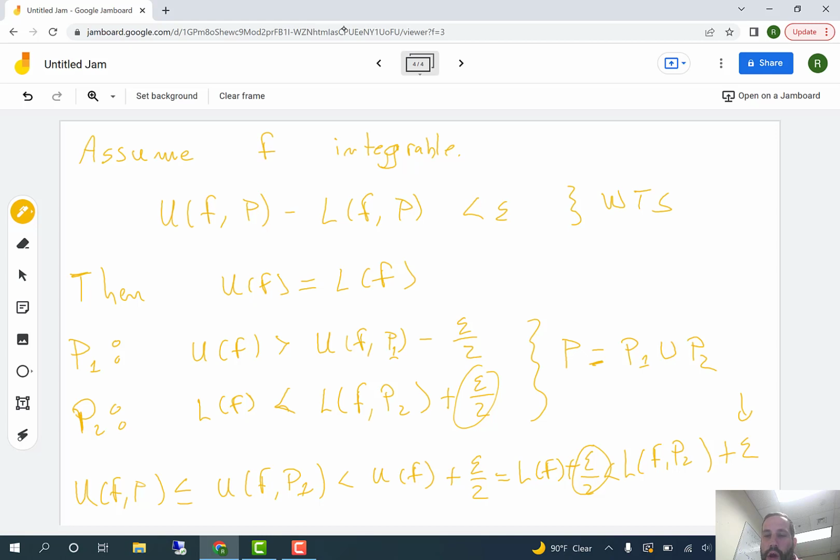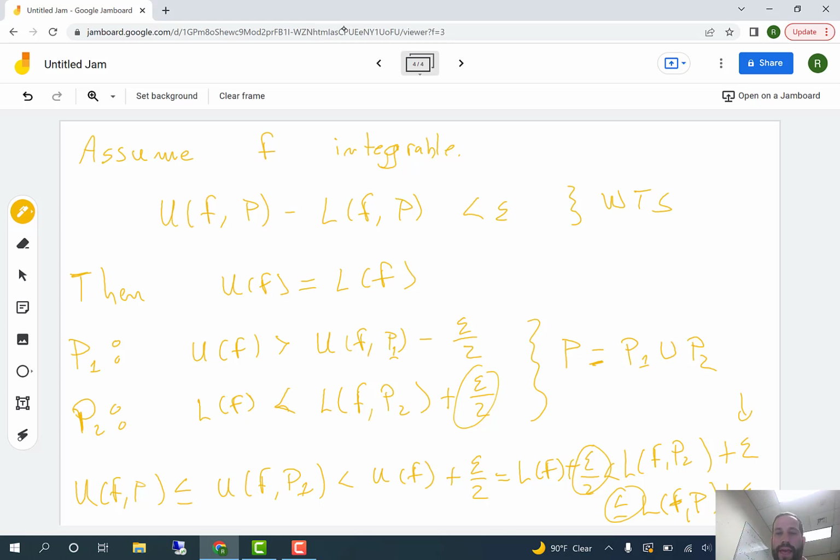Okay, and now I know L(f,P2) is going to be less than or equal to L(f,P), and then carry over the epsilon. And again, this inequality happens. This was a theorem that we proved on Monday, but the intuition is that whenever I refine a partition, the lower sum goes up and the upper sum comes down. So P is a refinement of P2, so L(f,P2) is less than or equal to L(f,P).